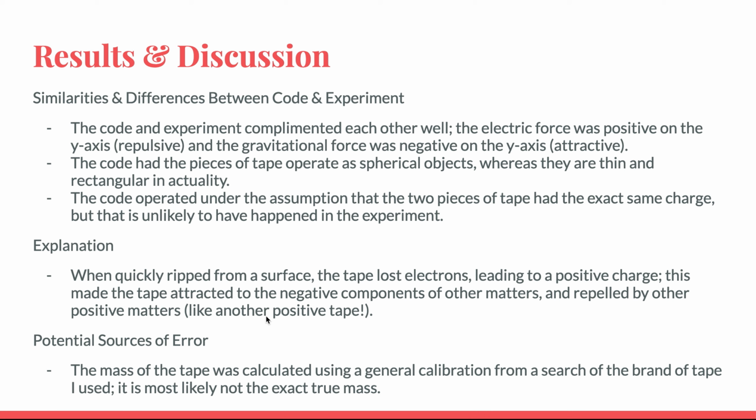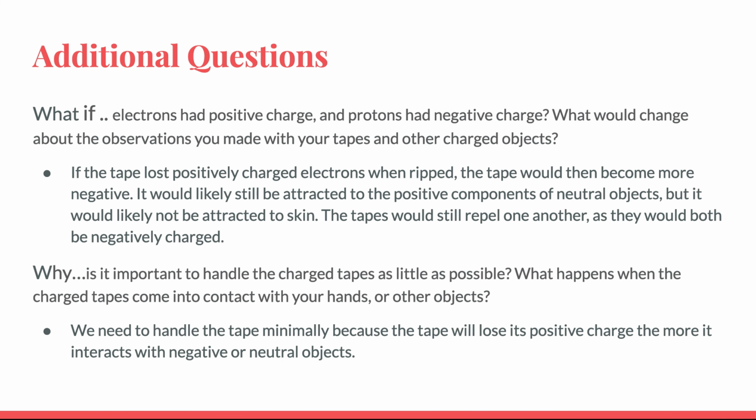When quickly ripped from the surface, of course, the tape is going to lose electrons, leading to this positive charge. And this is what made the tape attracted to negative components of other matter and repelled by other positive matter. A potential source of error is that the mass of the tape was calculated using a very general calibration that I got by Googling the brand of tape that I used.